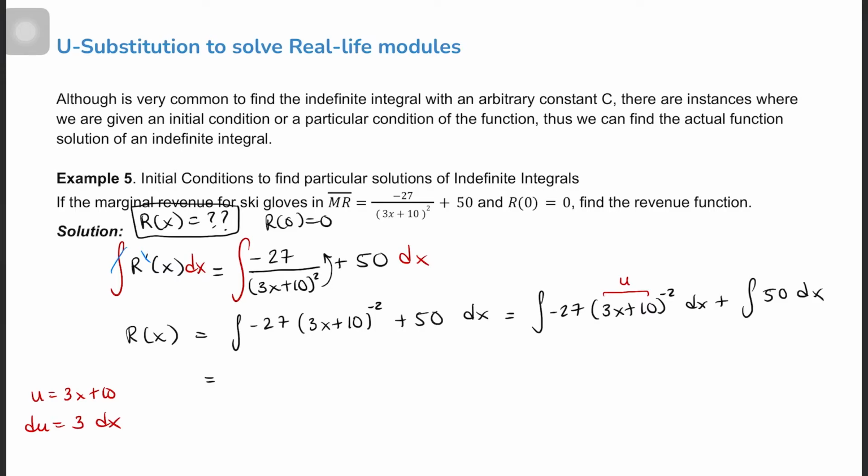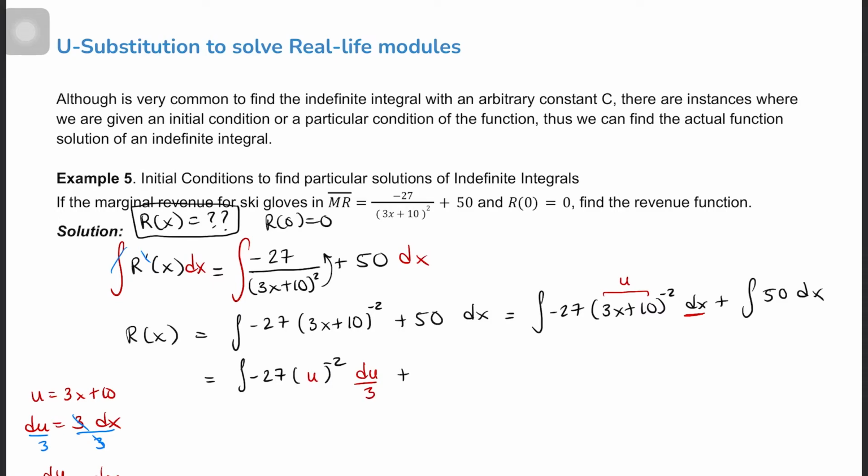And so when we go back and replace that in here, we're going to have negative 27 times u to the negative 2. And then we have to multiply this by dx. So what we're going to do here is, well, we have this extra 3 that we can just divide both sides by 3, which will isolate the dx. So we'll have du over 3 equals dx. We're going to do that to replace the dx, which will be du over 3.